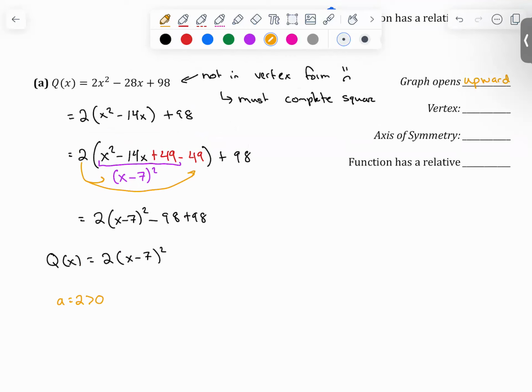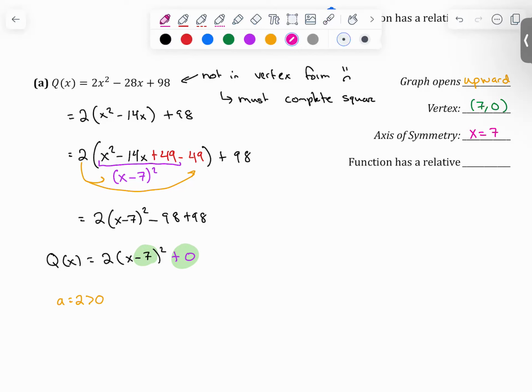Now, at first glance, it might look like we don't have a vertex, but we've got to remember that technically speaking, we've got a plus 0 here. So we do have it in vertex form. So our vertex is 7 comma 0, and that means that our axis of symmetry is x equals 7, because our vertical line needs to go through our vertex, which means it has to have the same x coordinate.